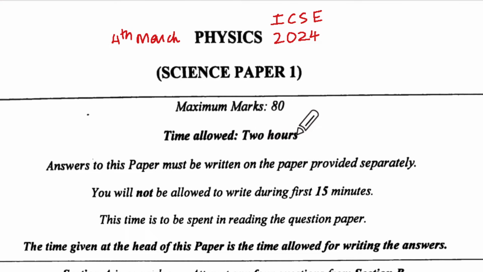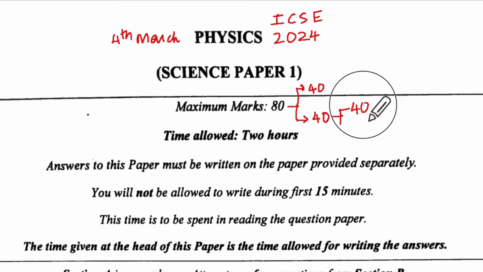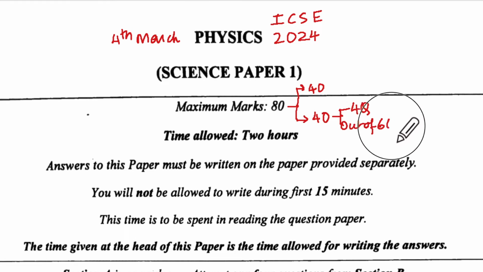You have section A, of which you are going to have MCQs and two more questions. It will be comprising of 40 marks. And in section B, you will have again 40 marks. That means you will have to attempt 4 questions out of 6 questions.